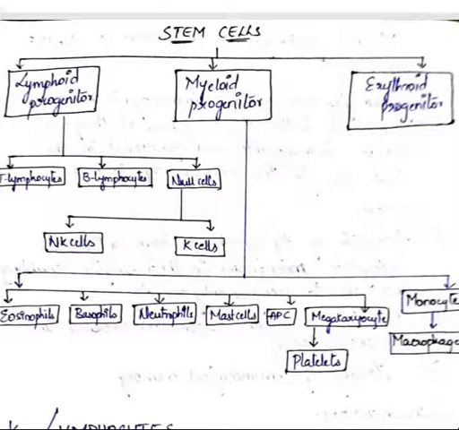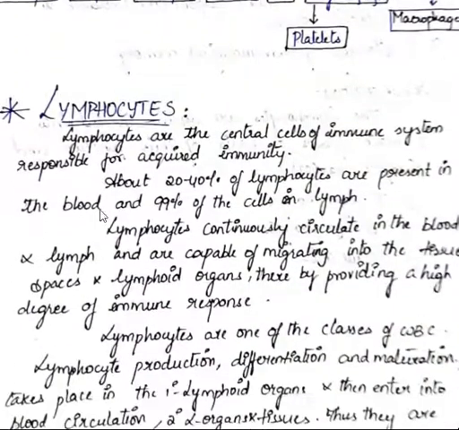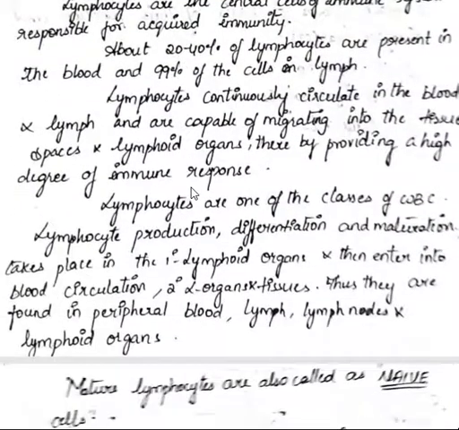So let's start with the lymphoidal progenitor, which gives rise to the lymphocytes. What are lymphocytes? What are the different types of lymphocytes? What is the difference between these lymphocytes and their functions? Everything we will discuss now. So let's see the first one, lymphocytes.